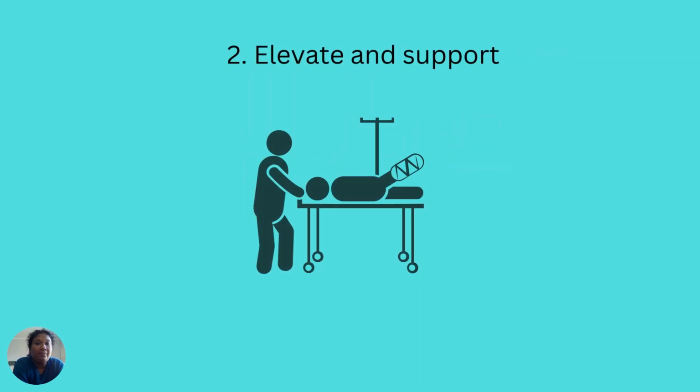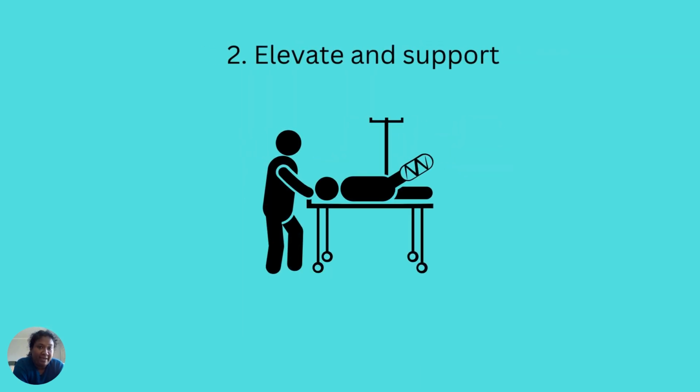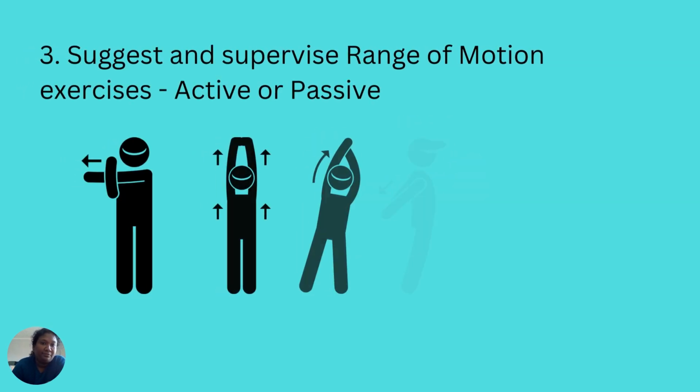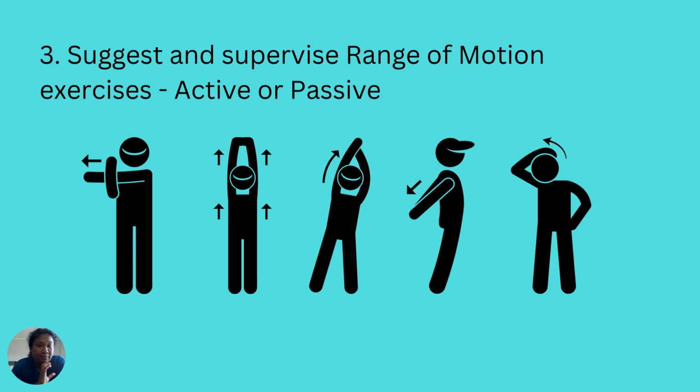So the second one would be to elevate and support the affected area. This also has the rationale of bringing down the pain or to avoid progression of the pain or to provide comfort to the area. All right. So we can elevate or support the area. And the next one would be to suggest as well as supervise the range of motion exercises, be it active exercise or the passive exercise.